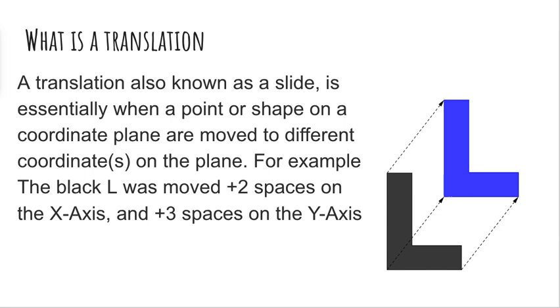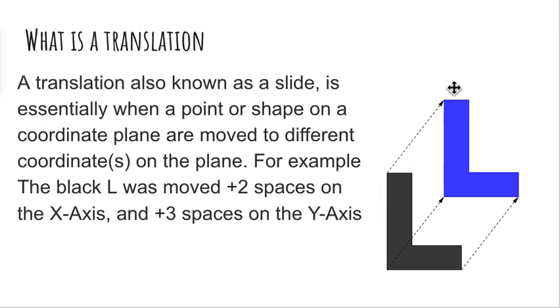Now, what is a translation? Some of you may understand what a translation is, but when you were taught it, it may have been referred to as a slide. That's another way it is referred to. Basically, a translation is when a point or shape on the coordinate plane is moved to different coordinates on the plane. For example, the black L, which you see here on your screen.